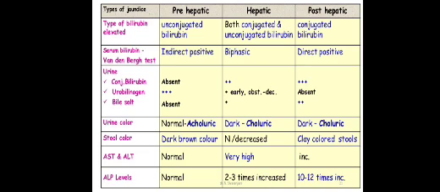In urobilinogen, in the pre-hepatic, urine urobilinogen is present. In the hepatic, it may be present or may be absent. In the post-hepatic, the urine urobilinogen is absent, which is very important. And for bile salts, in the pre-hepatic, urine bile salt is absent, and in the hepatic it is present, but in the post-hepatic it is markedly increased. The level of urine bile salt is markedly increased in the post-hepatic.